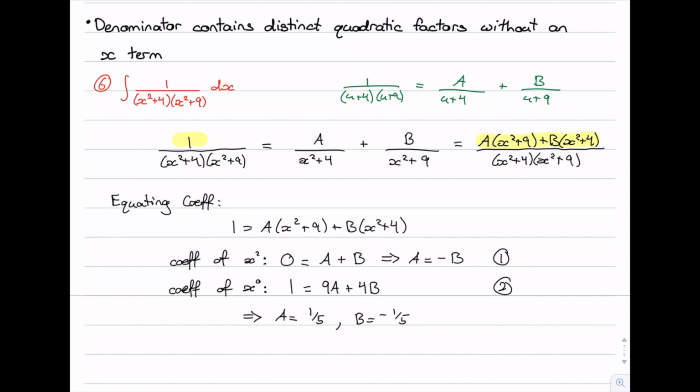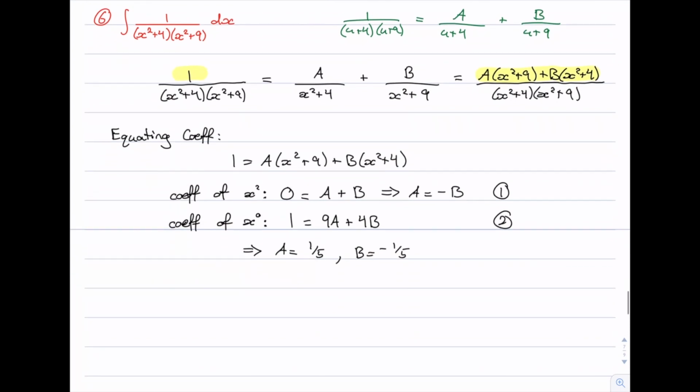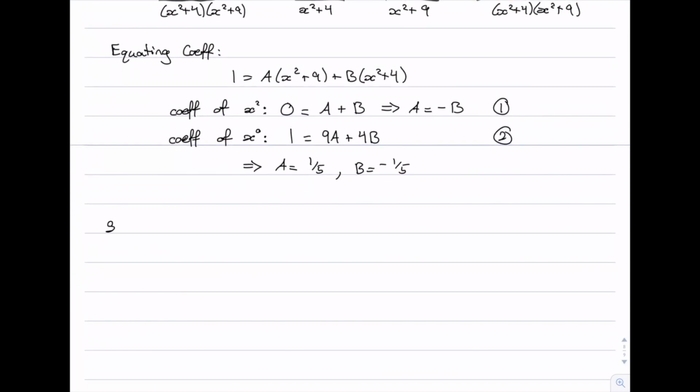Okay, so that's the equating coefficients method. How about the substitution method? Now it starts to change just slightly.